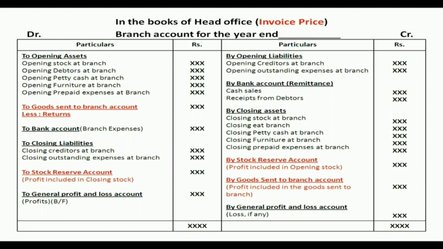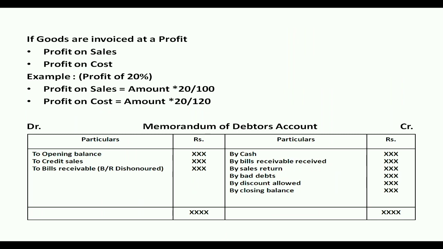Apart from these 3, next we are going to do the total and find out the balance. If it is on the debit side, it will be profit. If it is on the credit side, it will be loss. And the rest of the things are the same. The memorandum of debtors account is also similar, used under cost price, which will also be used under invoice.